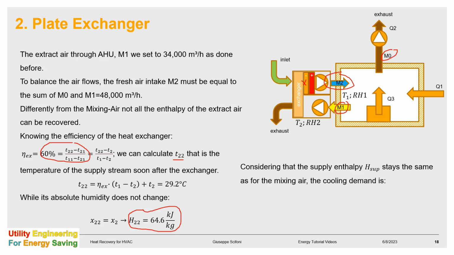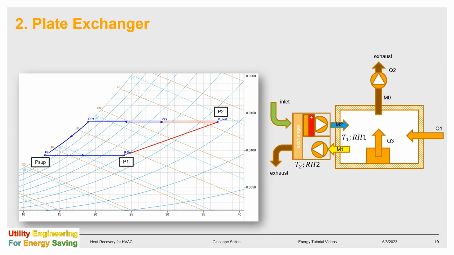And considering that the supply enthalpy is the same as for the mixing air, the cooling demand is negative 444 kilowatt, that is about 50% higher than the heat demand in case of mixing air. The psychrometric chart shows the transformation points. The air condition after the exchanger is P22. As we can see, its enthalpy is higher than the case of mixing air. Therefore, the cooling demand of the coil is higher.